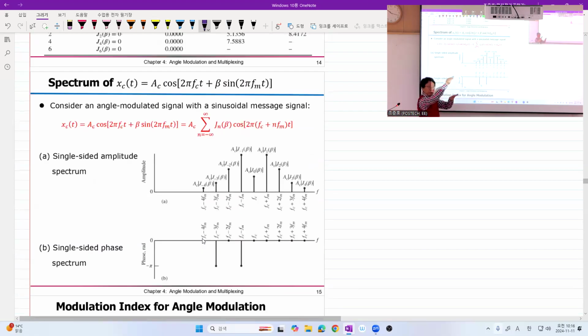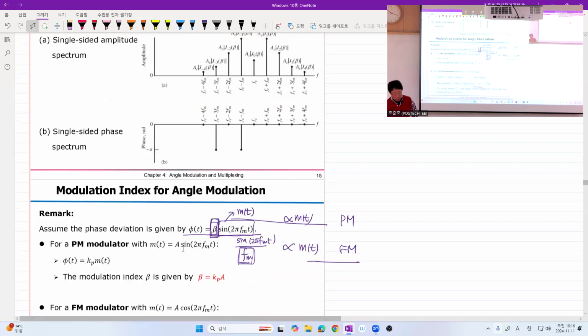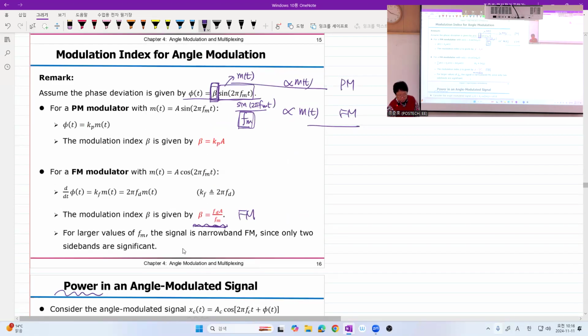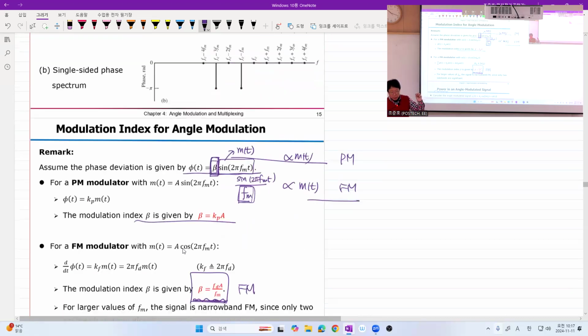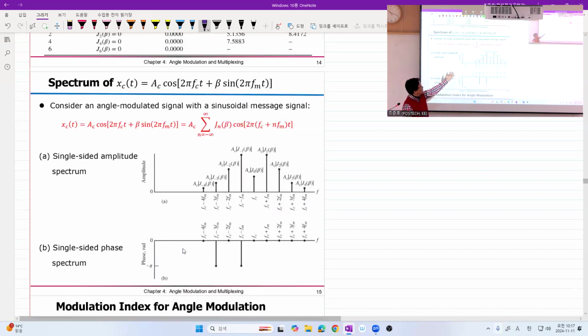Let's consider phase modulation and frequency modulation with the same power and same message signal. Do they have the same spectrum? Of course not. Why? Because beta is different, even with a single tone. See that? This is beta, that is beta. So when you plug in this beta value here in your formula, right? The value changes.